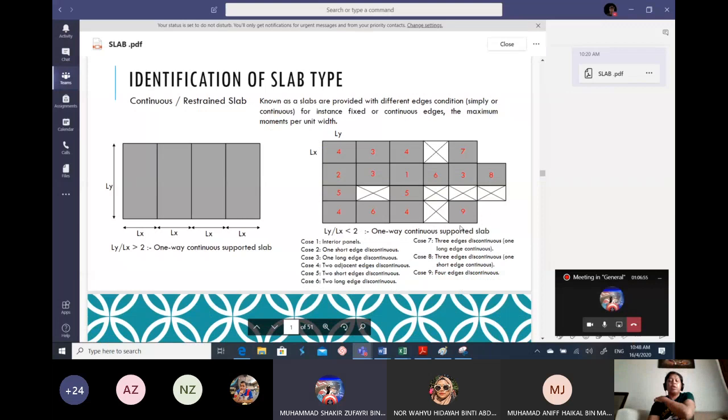For a continuous slab, we have 9 cases here. Interior panel, look at case number 1. You can refer to your design appendix. Do you have the design appendix? Yes. Look at the table, table 3.14. It is important for us to know the condition of this continuous slab in order for us to calculate the bending moment and also shear force.